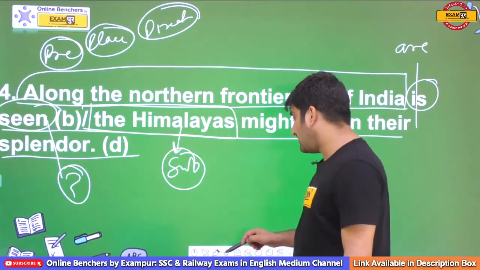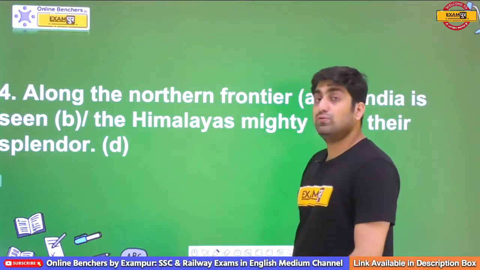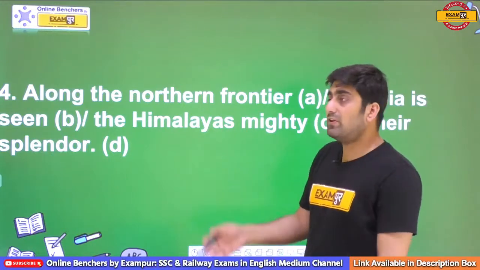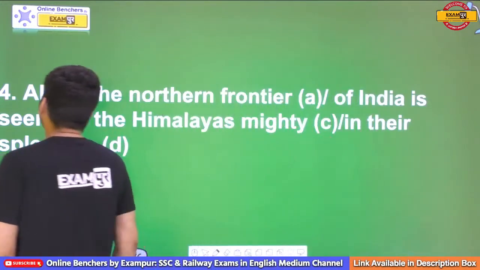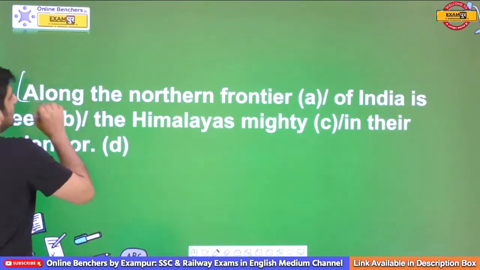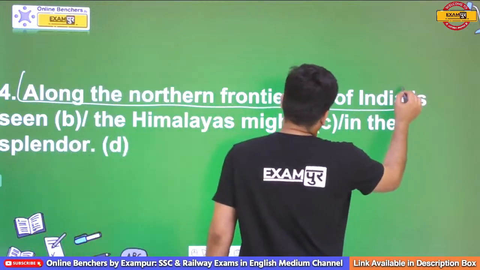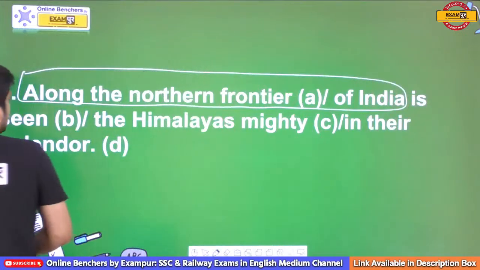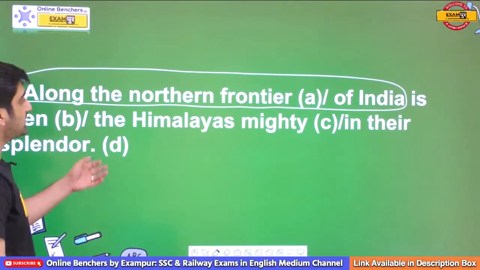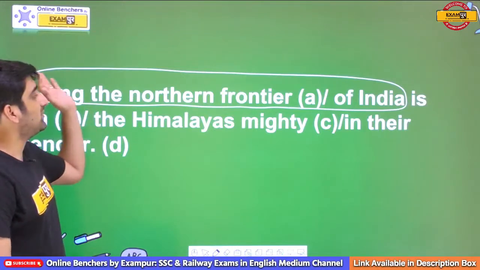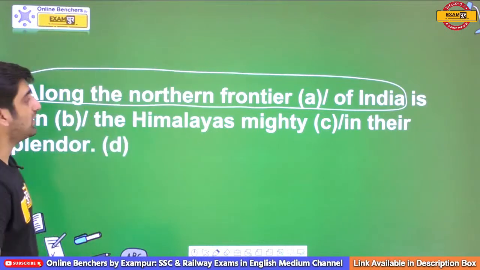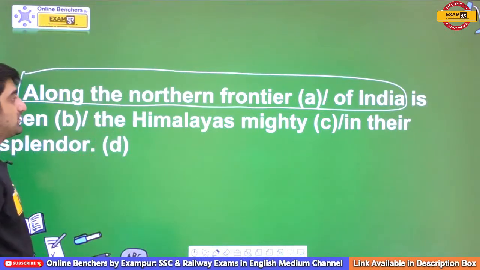If you want to look at another dimension, sir, do you have any idea, can we solve the same question in a different way? Yes, guys. The other way is to put this part at the end of the sentence. If you put "along the northern frontier of India" at the end, the sentence says the Himalayas is seen mighty in their splendor, where? Along the northern frontier of India. Again you will reach the same answer.